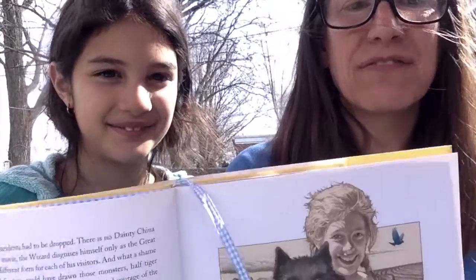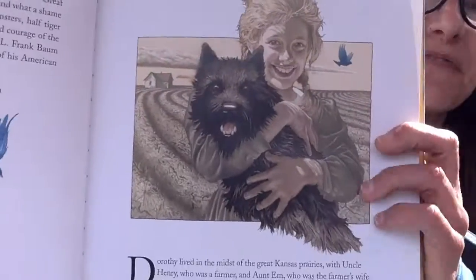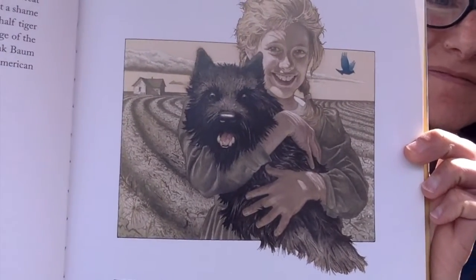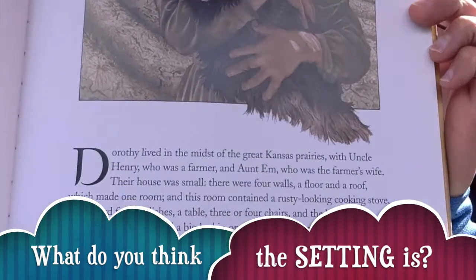Okay, so we're going to start reading The Wizard of Oz by reading the first page. First, I'm going to show you what the first page looks like. It looks like this. Think about what you notice on this first page.